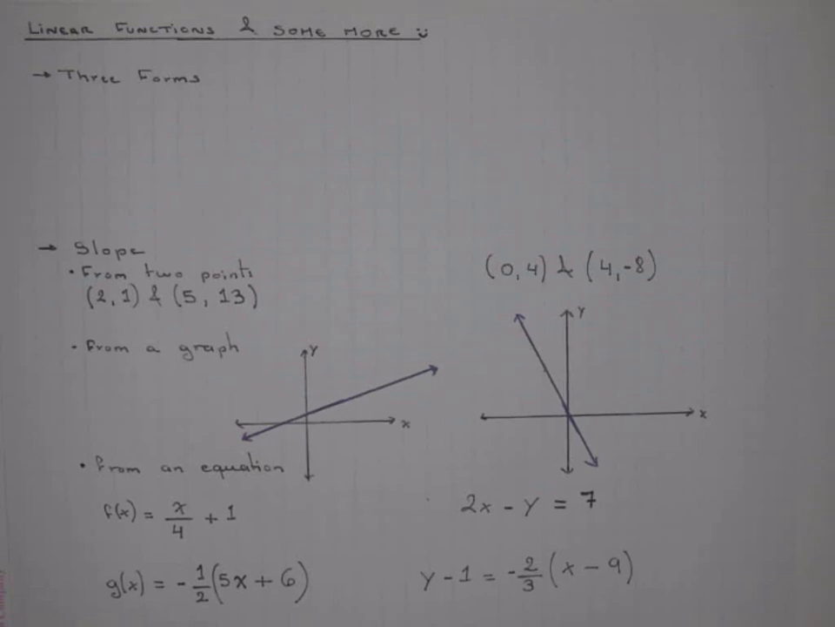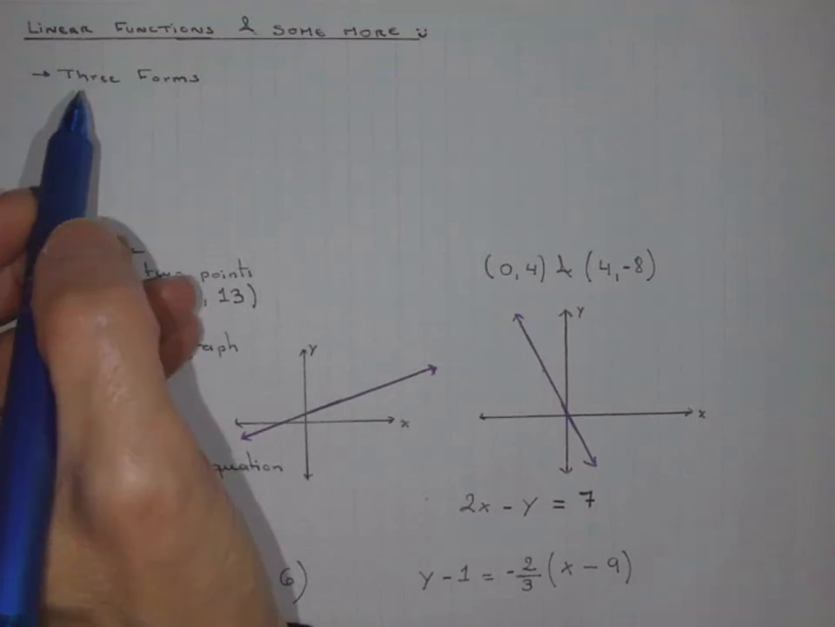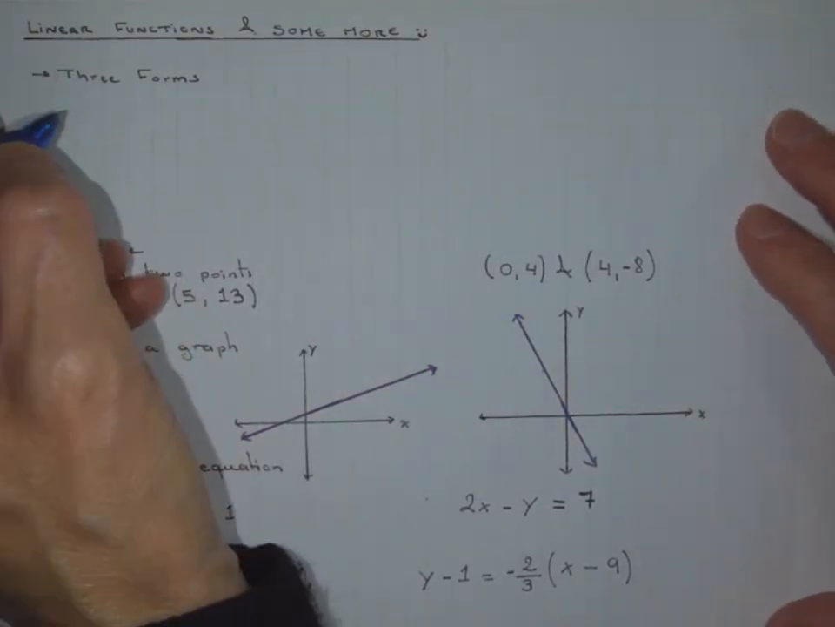Hello. Here is a review on linear functions and a couple of other things. So this is why it's titled "and some more." We're going to review very briefly linear functions. We're going to talk about evaluating a function, and we're going to talk about the average rate of change as opposed to slope.